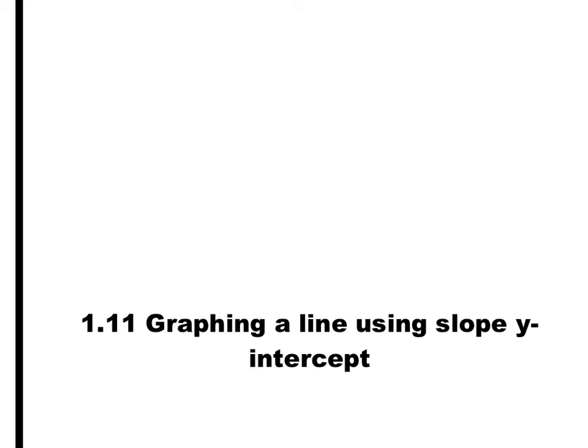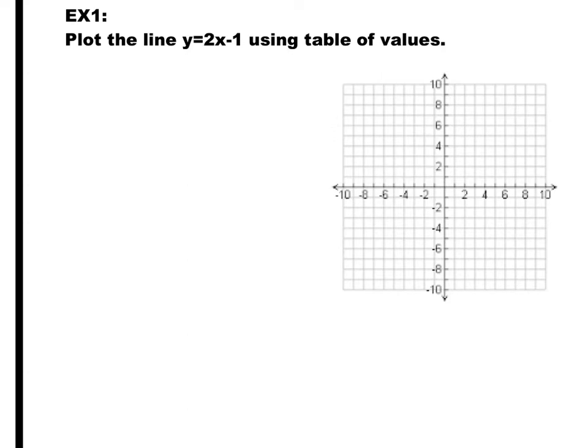Today we are going to talk about graphing a line using another method other than table of values, namely using slope and the y-intercept of the line. We are going to start the lesson with plotting the line y equal to 2x minus 1 using table of values. So as usual, we have to come up with the table of values.